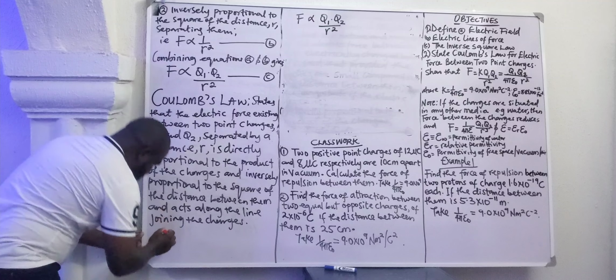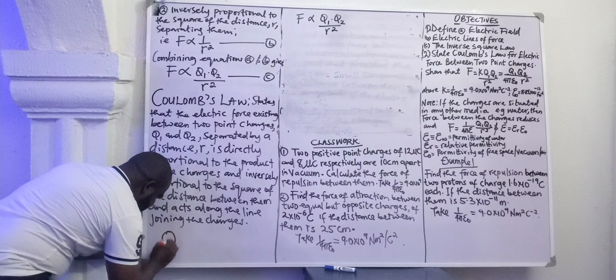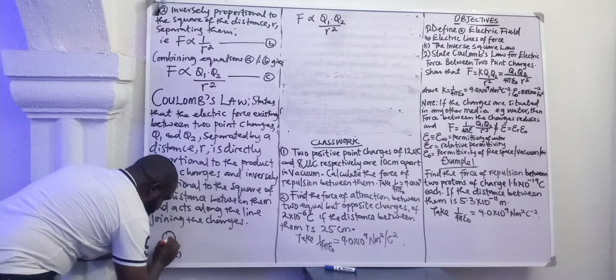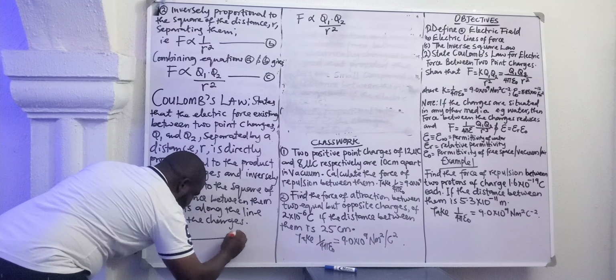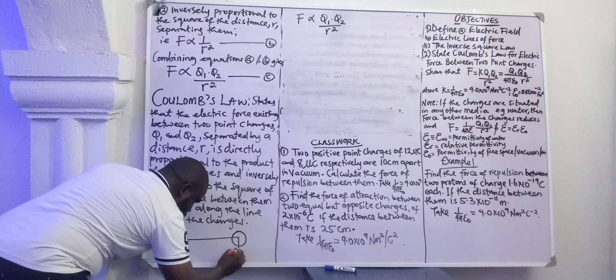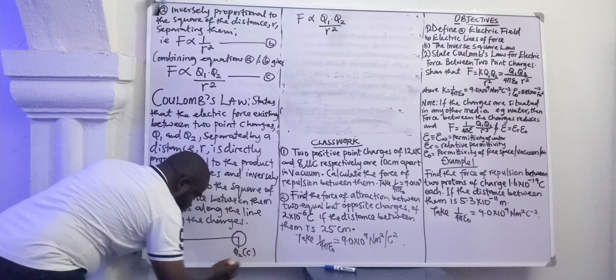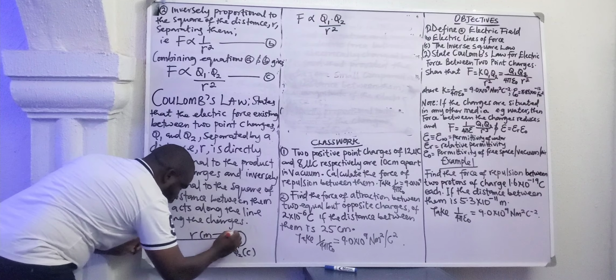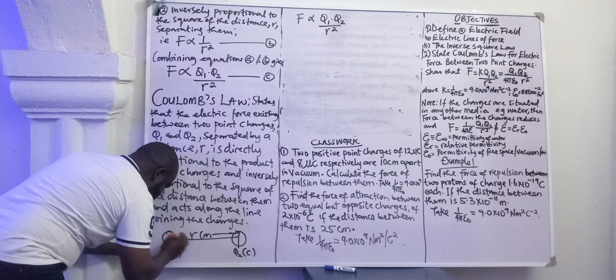Now, let me bring back this hypothetical diagram. Q1 with unit coulomb separated by a distance r from Q2 with unit coulomb. The distance between them is r in meters.